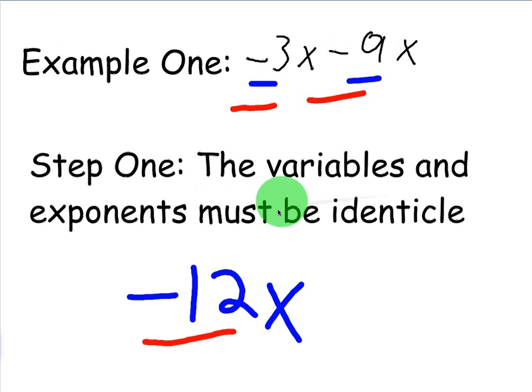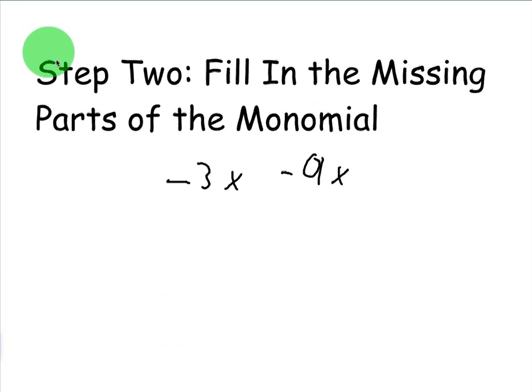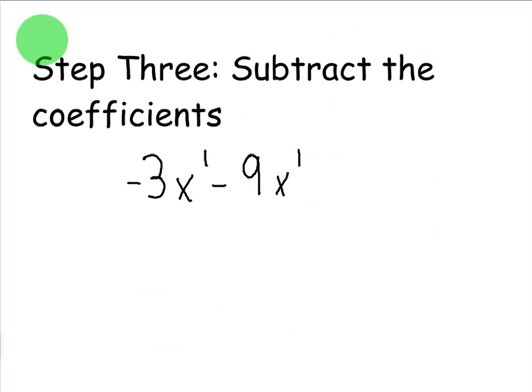Step 1, make sure the variables and exponents are identical. We've already done that. Step 2, fill in the missing parts. So for example, if there were no coefficients, we would want to make sure they're there so that we can appropriately subtract them. Now the only difference between adding and subtracting like monomials is step 3. In this case, we're going to be subtracting the coefficients. I'm going to show you why here in just a second.